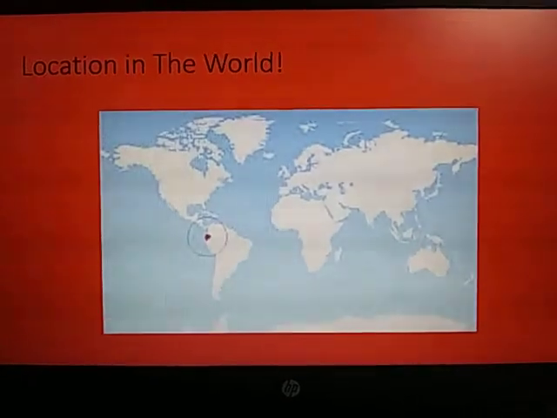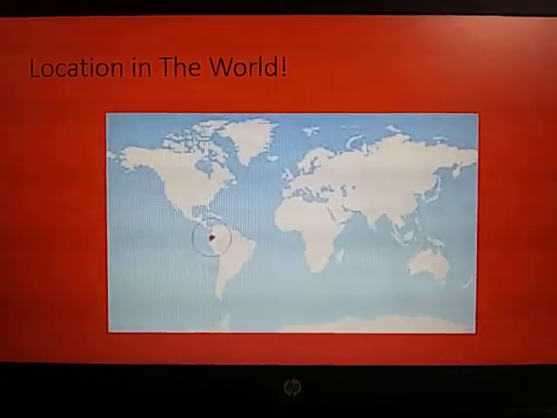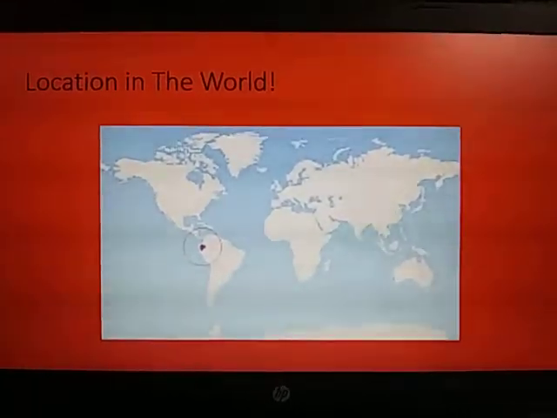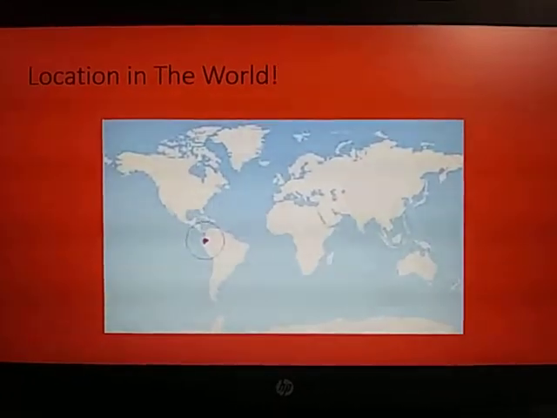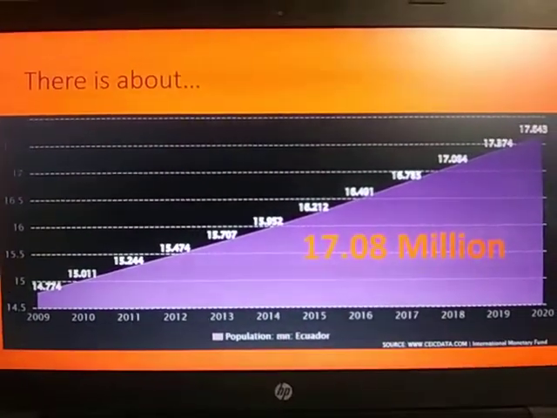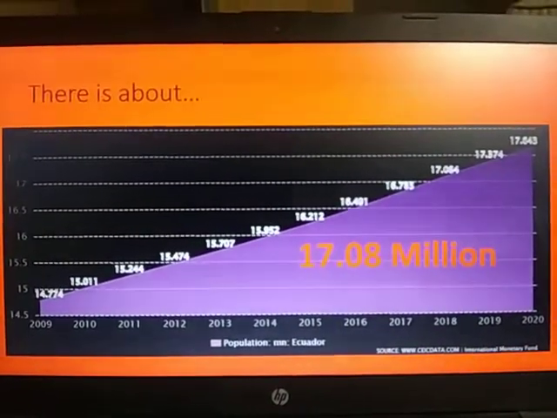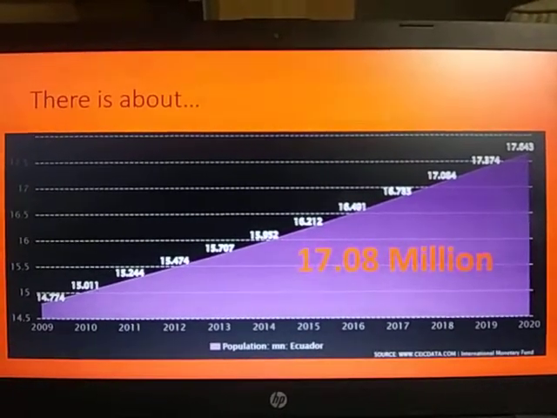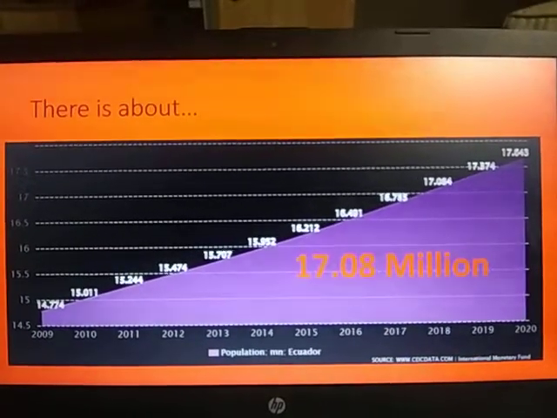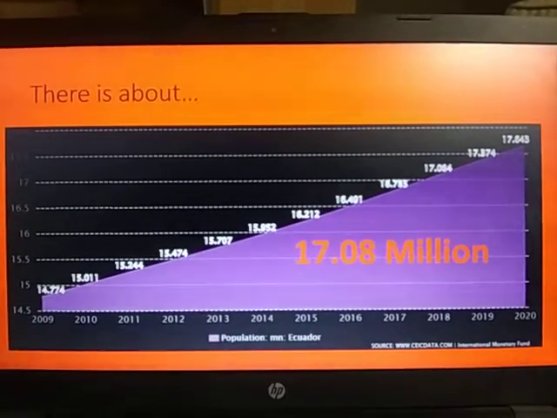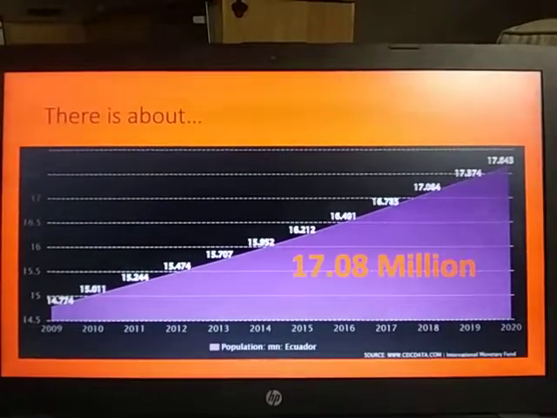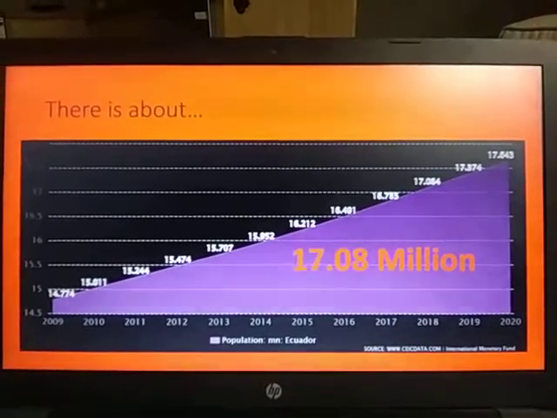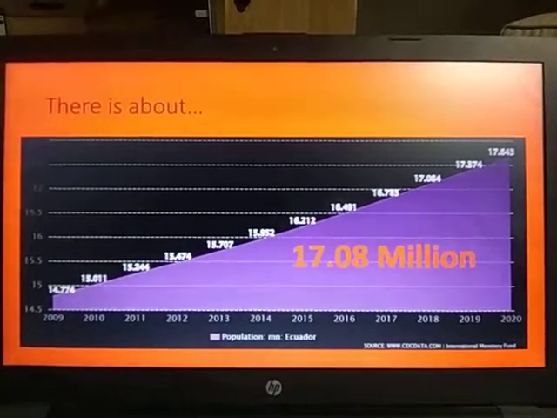Location in the world. As you can see, Ecuador is located on the west coast of South Africa, or South America. My apologies. There are about 17.08 million people living in Ecuador as of 2018. It is believed that there will be 17.643 million people living there as of the year 2020.